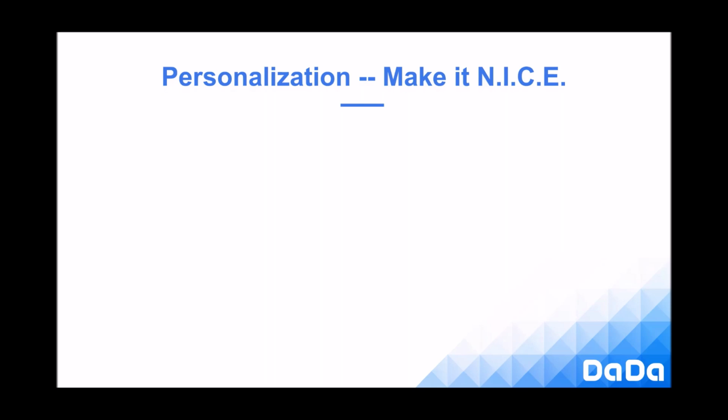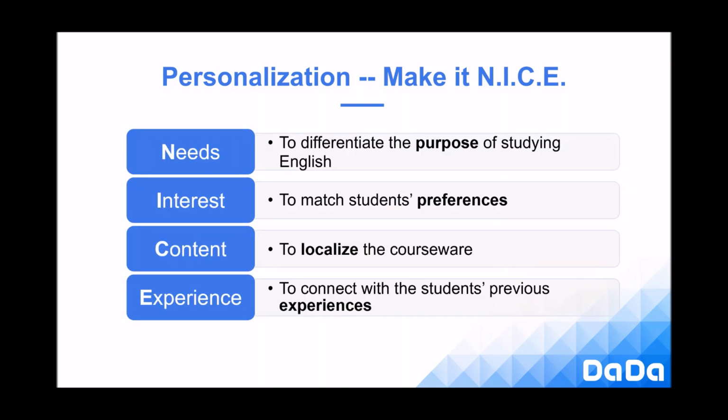For the needs, students learn language for different purposes. They might learn English for studying abroad, pronunciation, fluency, or tests. Interests. We suggest that our teachers should plan the lessons that match students' preferences. What's their favorite food, favorite sports, and hobbies?